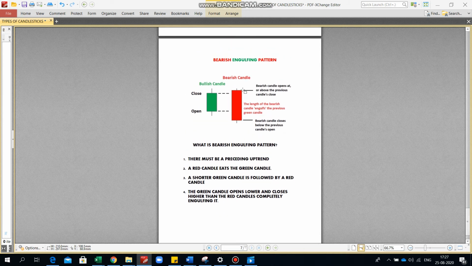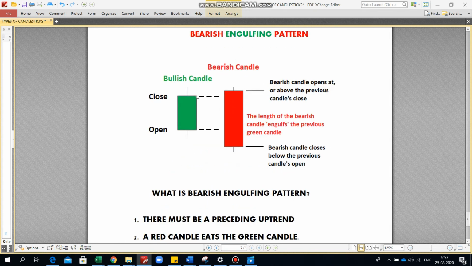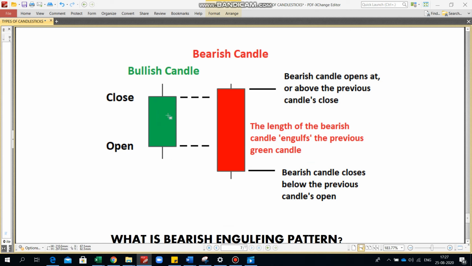Now this is a bearish engulfing pattern, which is exactly the opposite of the bullish candle, where, as you can see here, there is a green candle. Yes, this is a kid and this is a father. Again, this big red candle is eating this green candle completely, and before this green candle there should be a good uptrend movement happening.